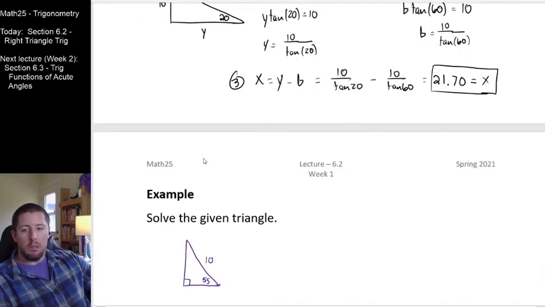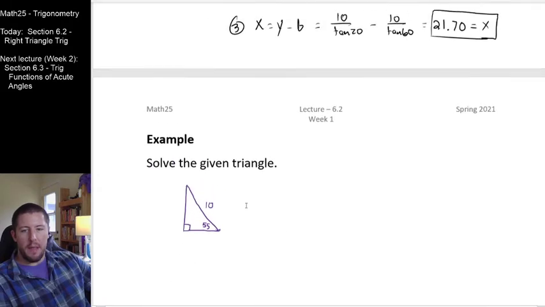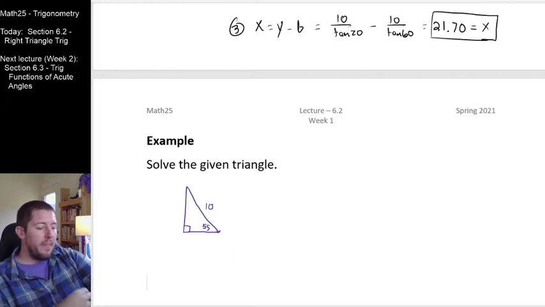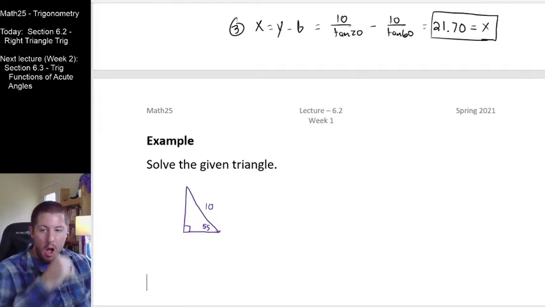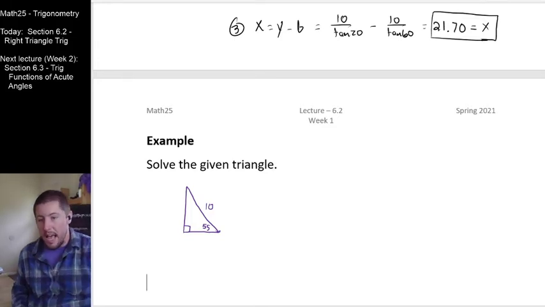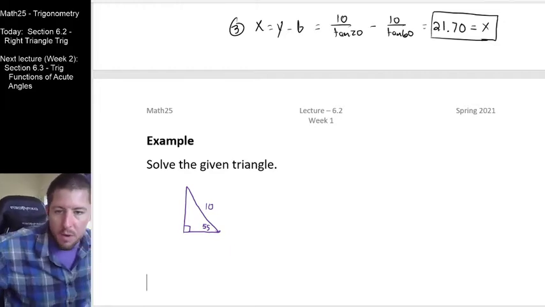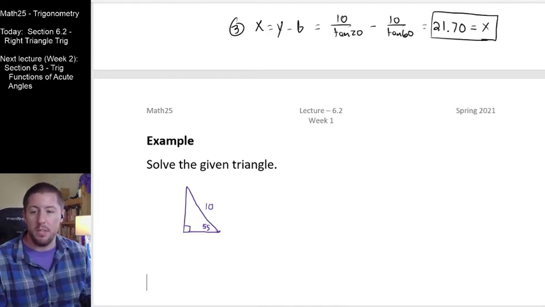So, last major example here, and then we'll just sort of give a last thought that's down there. This one says, solve the given triangle. Remember that to solve a triangle means to find all 3 side lengths and all 3 angles. Right? And the interesting thing here is that we have 2 angles and we have 1 side length right there. So it's not clear to me how I'm going to get more side lengths, right?